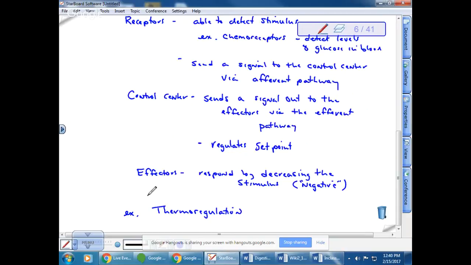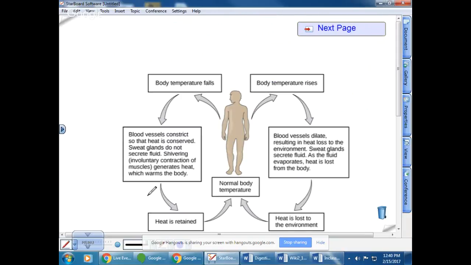And there's an image here, so you want to study this image, okay? If your body temperature is too high, blood vessels will dilate. That means that blood is going to get shunted to the surface of your skin, and then you're going to start to sweat. Heat is lost from the body as the sweat evaporates off the surface of the body. Notice how this decreases the initial stimulus because heat is lost to the environment. And then this would be the shivering, generating heat. So this is different than a positive feedback.